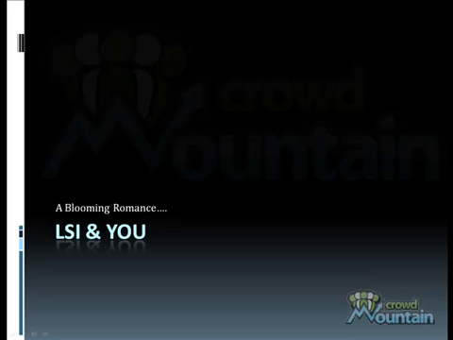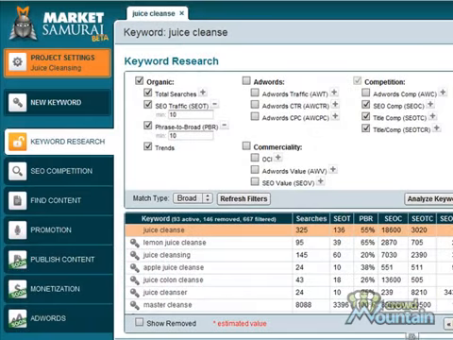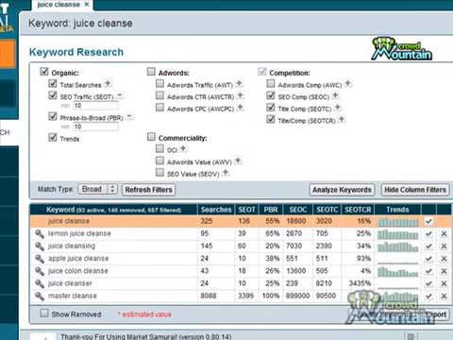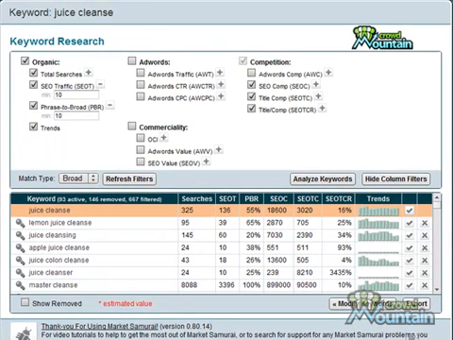And for our categories, I like to use LSI keywords. So they may or may not contain our main keyword phrase. So let's open up Market Samurai and take a peek. Here is the darling of the keyword research world, Market Samurai. And I've opened up my Juice Cleanse project because that's the project that we are using as an example for the Crowd Mountain Bootcamp. And what I've done here is taken all of my keywords.